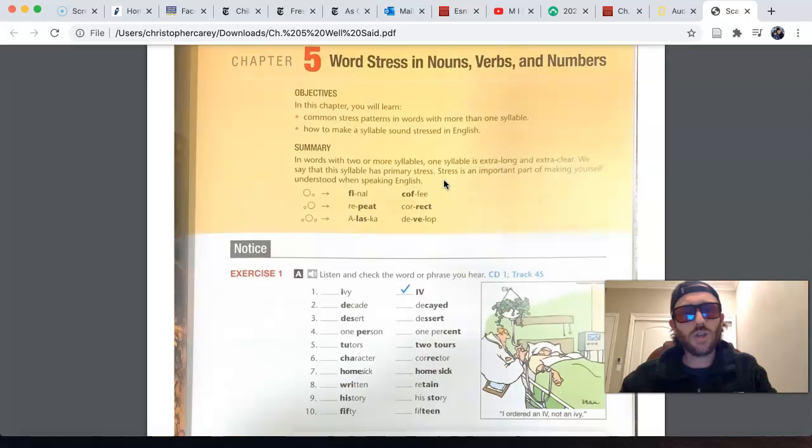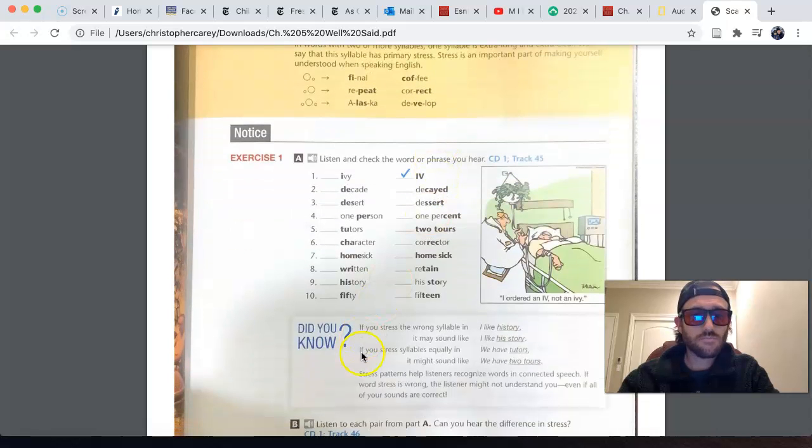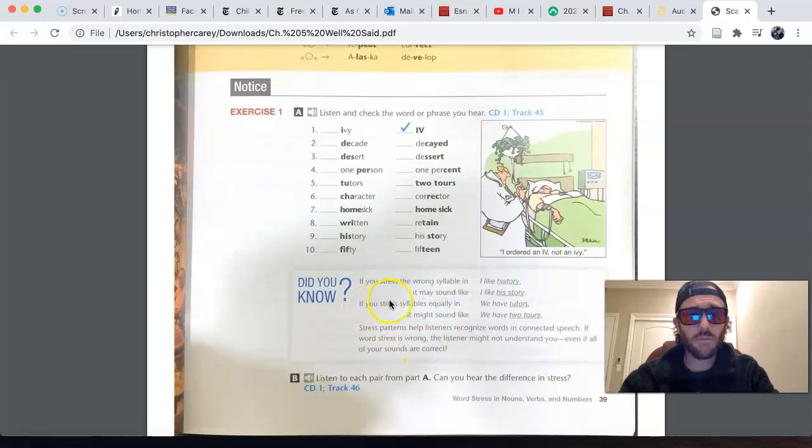So hopefully in this chapter you'll have a better understanding of those common stress patterns in English where we have more than one syllable, and then you'll improve your ability on how to stress words in English, how to stress syllables in particular in English. And as we talked about here at the bottom of the page, if you stress the wrong syllable, it can totally change the meaning of the word. So we're going to try to correct this and make sure that this doesn't happen to you.